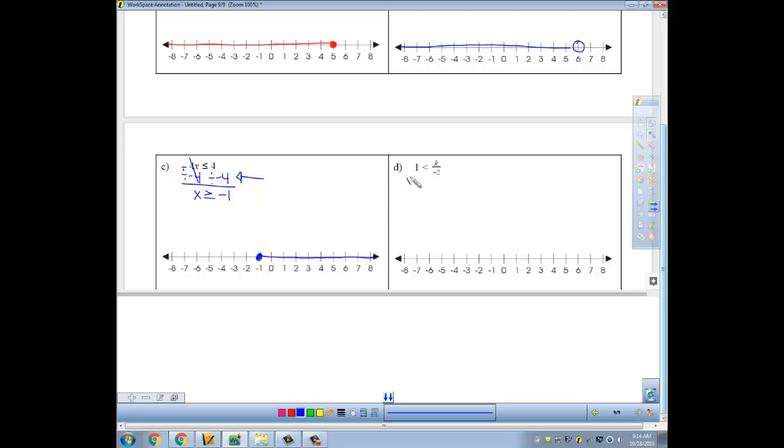Part D, multiply both sides by negative 2. Since we multiplied by a negative, we're going to flip our sign. But then I notice my variable is not on the correct side, so we're going to actually flip it again. So it becomes x is less than negative 2. So we actually ended up with the same inequality symbol we started with. That's okay. We just had to flip it a couple times. So open circle on negative 2 going to the left.